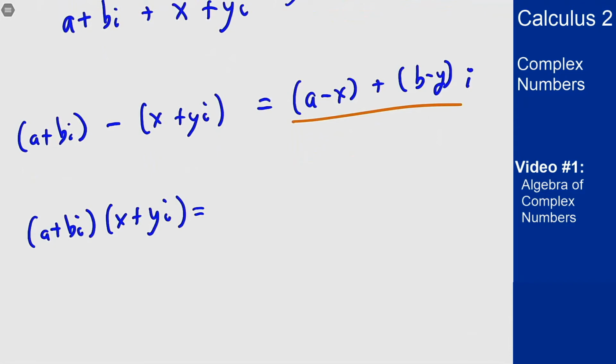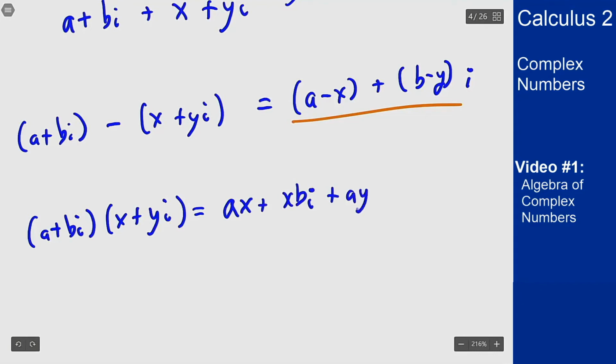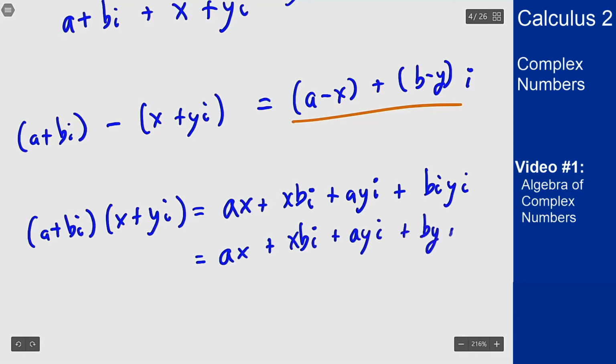If I FOIL this expression out, I'm going to get an ax for the first term. The second term is ax times bi. The third term is going to be a times yi. And the last term is bi times yi. So I get ax plus xbi plus ayi plus by times i squared.